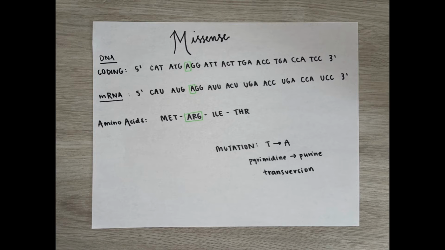The first type of point mutation is called a missense mutation. The base substitution causes a change in the amino acid during translation. In this case, adenine was substituted for thymine. The original amino acid was changed due to this mutation. Since a pyrimidine was changed to a purine base, this mutation is considered a transversion.